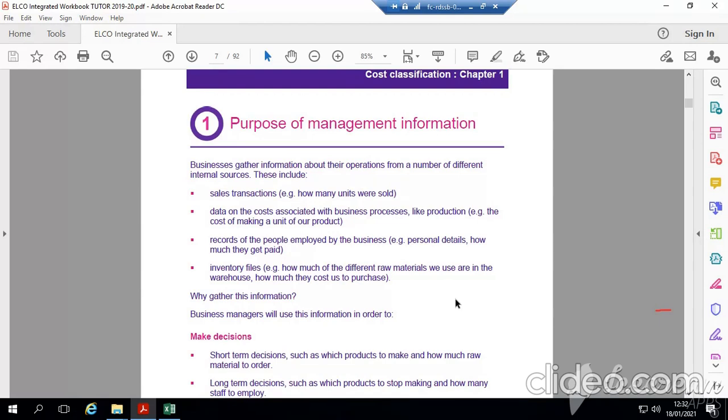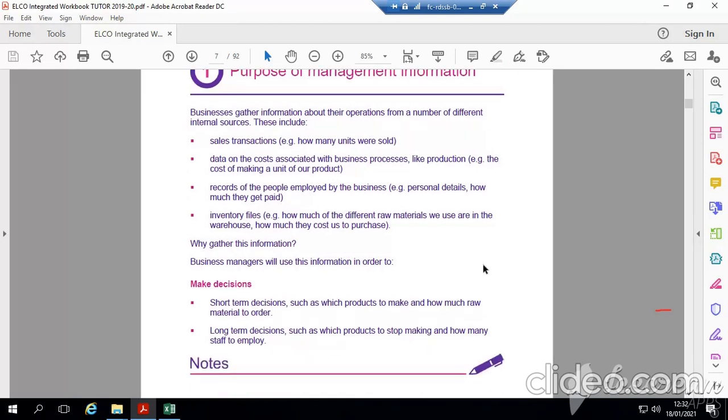Again, gathering information allows a business to make decisions, whether the decision is short term or long term. These decisions allow us to understand the cost of the material and the cost of the labor again.